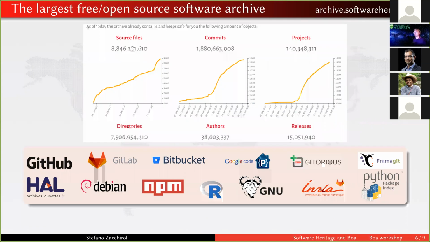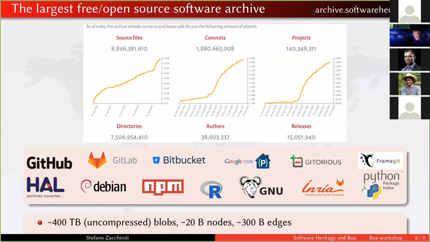It's not just a theory; it's an archive that exists today. So these numbers are a bit old now, maybe a few months old. So we now have archived more than 10 billion unique source code files, because remember that everything is deduplicated. I think we have recently passed the threshold of 2 billion unique commits, and we have archived more than 150 million projects. We have the major data sources that you see in this slide, and some more that you can find on our website. So we have GitHub, we have GitLab, we have Bitbucket, we have some forges that no longer exist, like Google Code and Gitorious. We have some distributions like Debian, NPM, CRAN, PyPI, and so on and so forth.